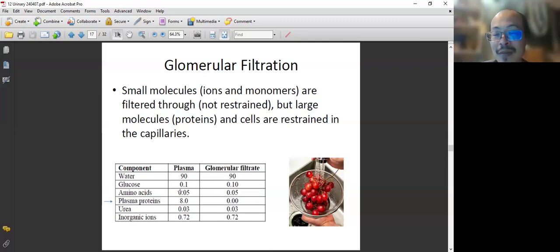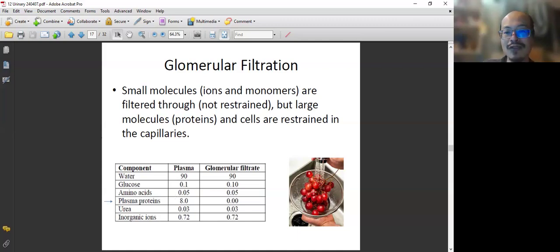Amino acids are the monomers of protein. Protein is a polymer. Polypeptide is a polymer of amino acids. So proteins won't get pushed through here. You see proteins in the plasma, you see zero in the filtrates. So protein doesn't get filtered through. Urea is a metabolic waste product, and it got filtered through. Ions also get filtered through because they're very small. Sodium, potassium, calcium, just one atom, right? So they get filtered through.